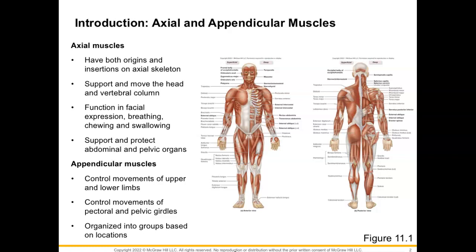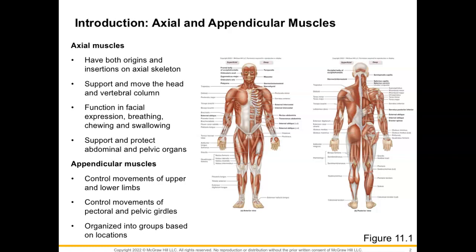If you remember, that's going to consist of your skull, the hyoid bone, your vertebral column, the sternum, and our thoracic cage, so the ribs as well. And by having these muscles attaching to those bones, we give support to those structures and can move the head and vertebral column. And we are also going to be able to function in facial expression, breathing, chewing, and swallowing, and can support and protect the abdominal and pelvic organs.